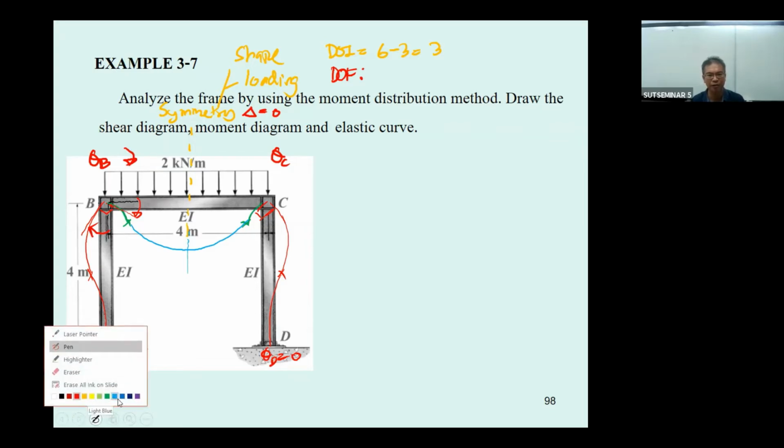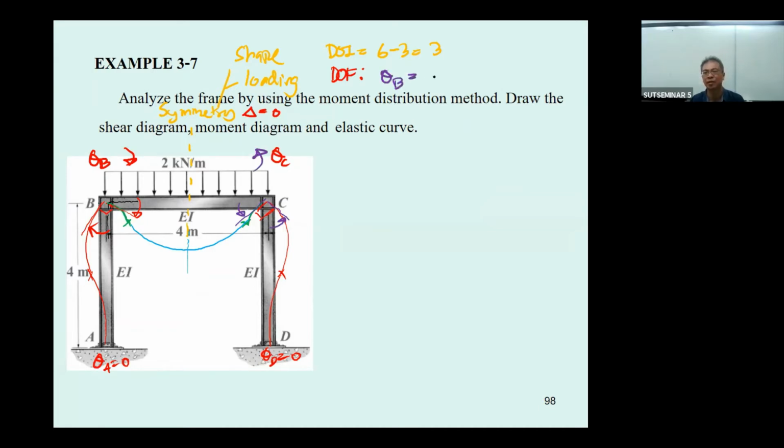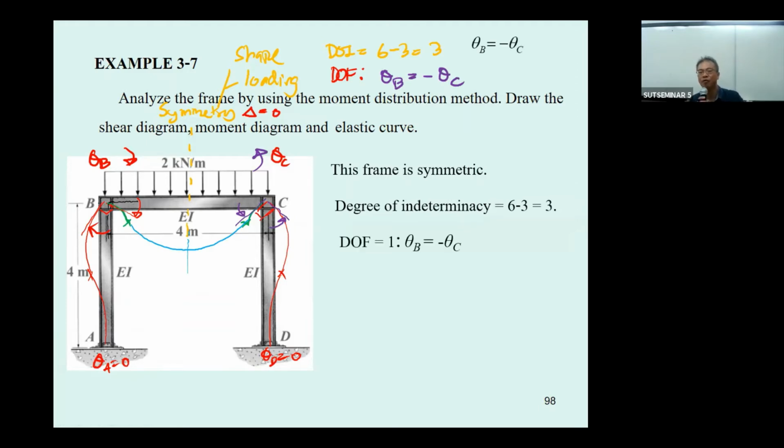And if you consider this one, okay, you can see the rotation of this is going to be counterclockwise, and they are going to be the same. We are going to have zeta sub B equal to minus zeta sub C. This is the analysis of this problem. So the frame is symmetry. Degree of indeterminacy is going to be 3. Degree of freedom is going to be only 1.